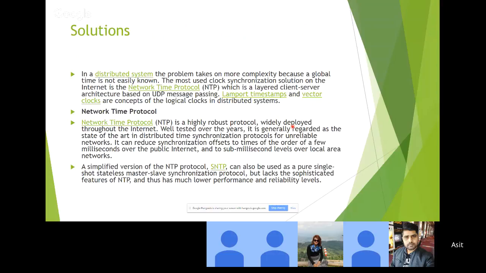One other solution is the Network Time Protocol, a highly robust protocol widely deployed throughout the internet. It is well tested over the years, and it is generally regarded as the state of the art in distributed time synchronization protocols for unreliable networks. It can reduce synchronization offsets to the order of a few milliseconds over the public internet and to sub-millisecond levels over local area networks. A simplified version of NTP, SNTP, can also be used as a pure single-shot stateless master-slave synchronization protocol, but it lacks the sophisticated features of NTP and thus has much lower performance and reliability levels.